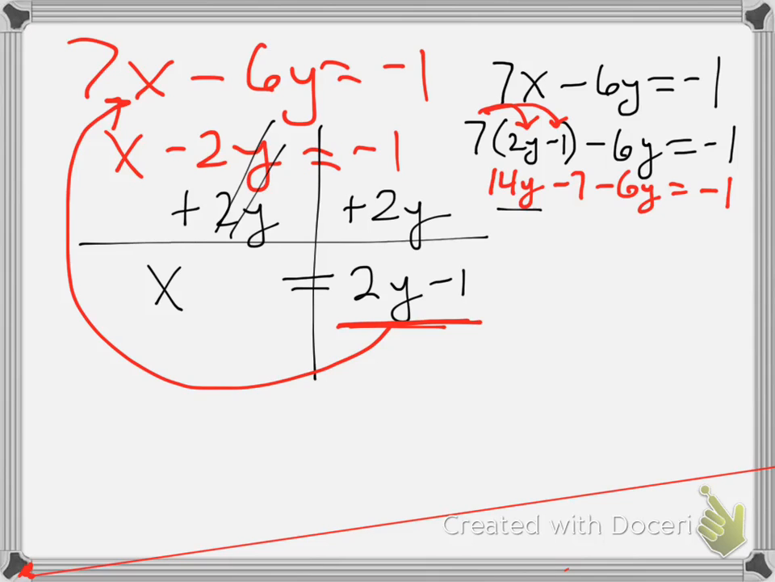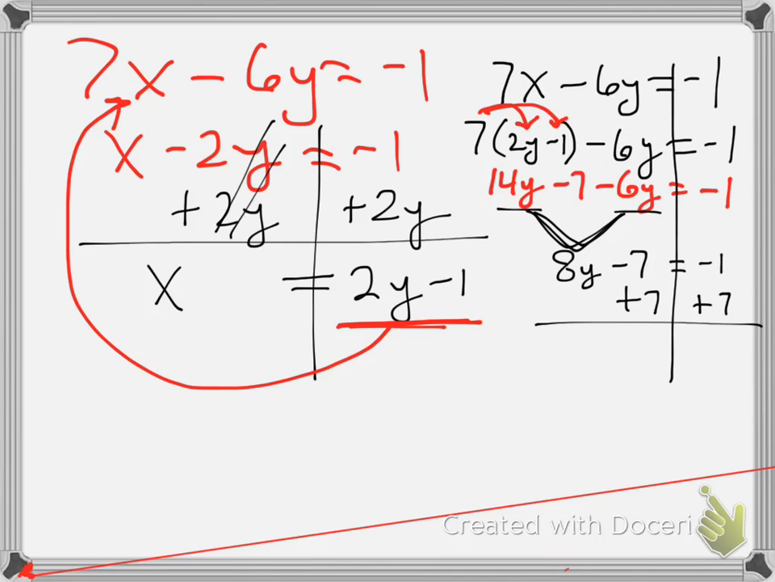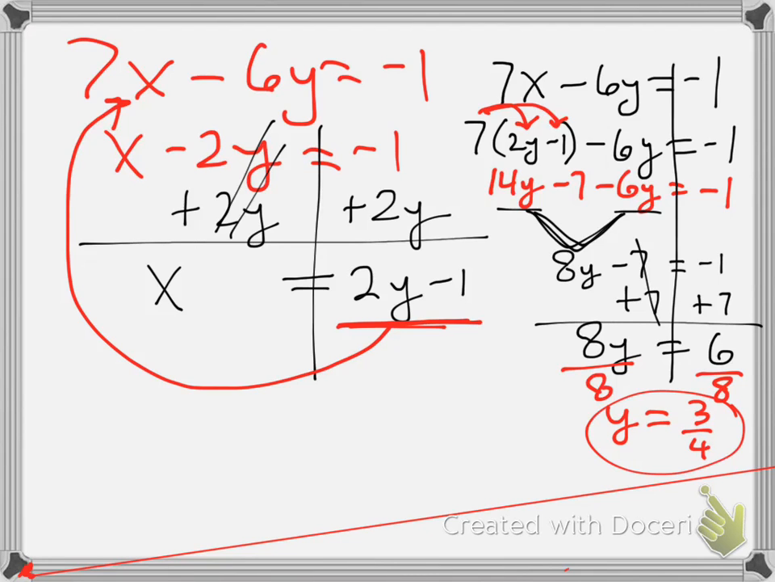So now we have our y values. 14y minus 6y, if we combine our like terms, is 8y minus 7 equals negative 1. And now I can solve for y by adding 7. And we get 8y equals 6. And if we divide that, we get y equals 6 over 8, or 3/4, which is not very nice.